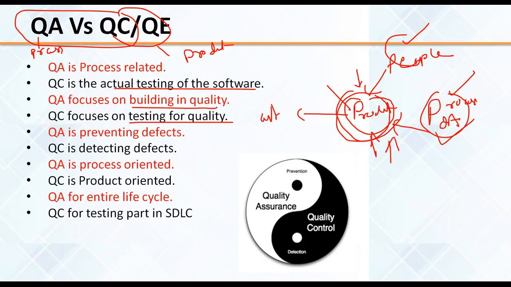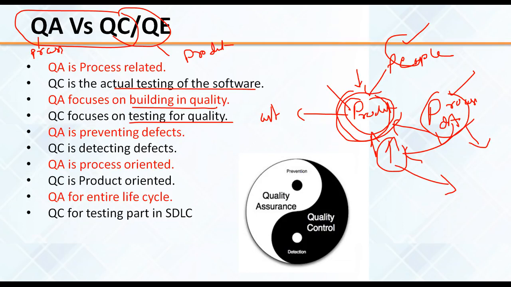Again, the testing, who will decide this testing? QA will decide the testing. What testings have to be conducted, that is designed by the QA. But what testings we have to perform, the actual activity, is designed by the quality control. So basically QA is process, QC is the implementation. QA will define the process, QC will implement the process.